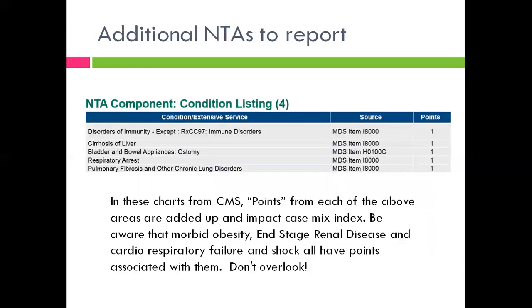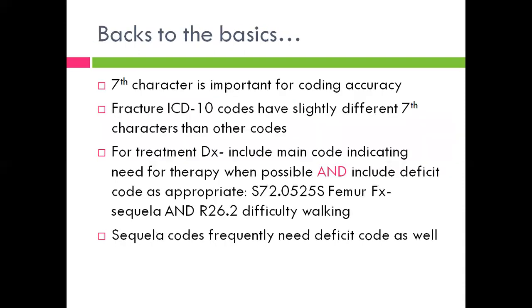When we look through the whole list, what they're going to do in these charts from CMS, the points from each of the above areas are going to be added up and can impact the case mix index. So if they get 2 points for this, 1 point for that, 1 point for something else, they could have a total of 4 points, which would then correspond to a potential bump in the case mix index. Be aware that non-therapy ancillaries such as comorbidities for morbid obesity, end-stage renal disease, cardiorespiratory failure, and shock all have points associated with them. We don't want to overlook those potential points because that can, again, result in a bump in the reimbursement.